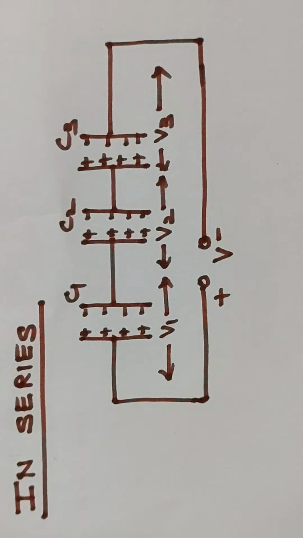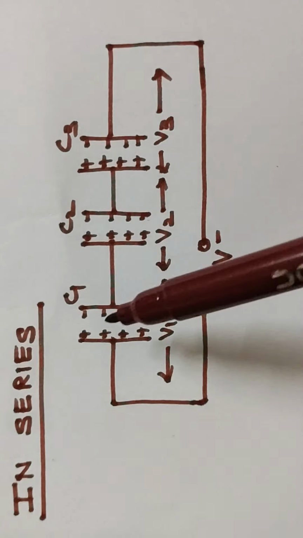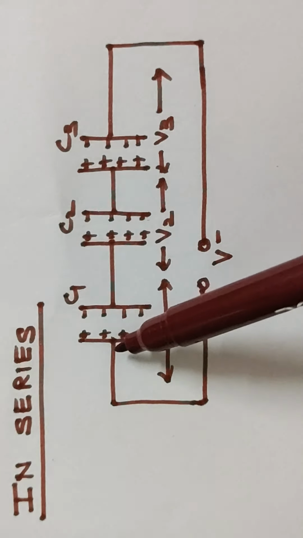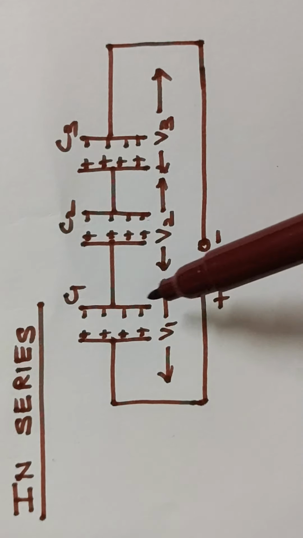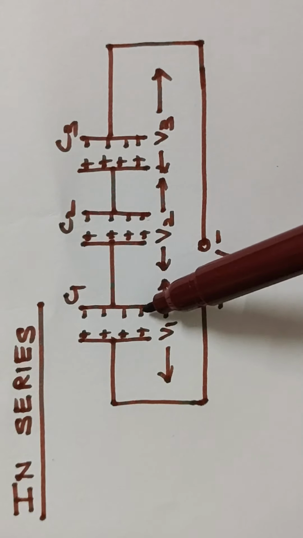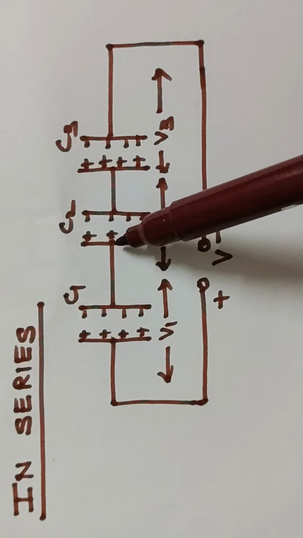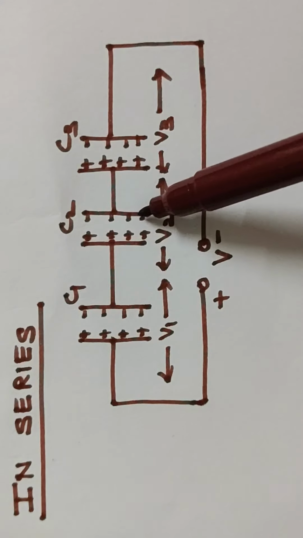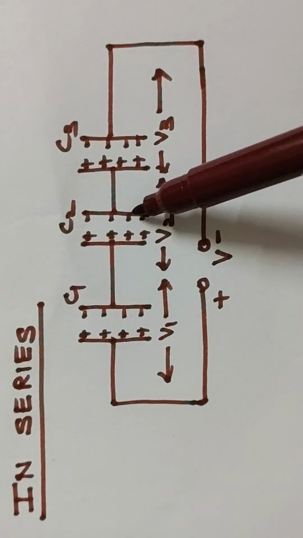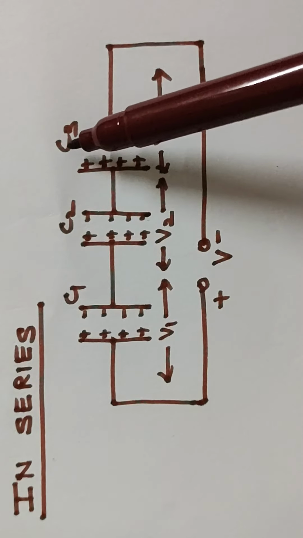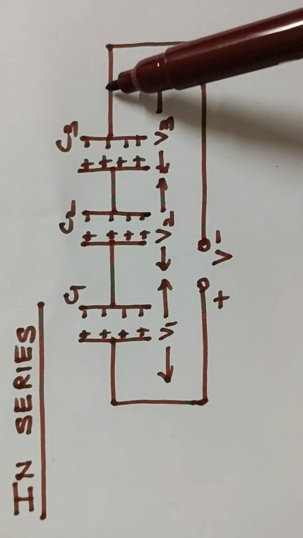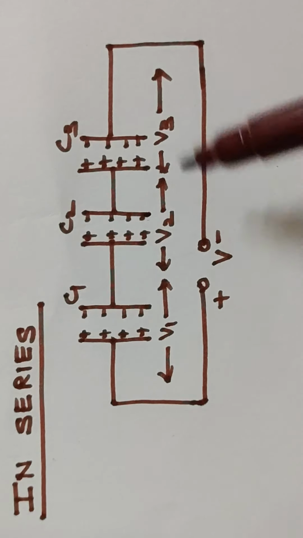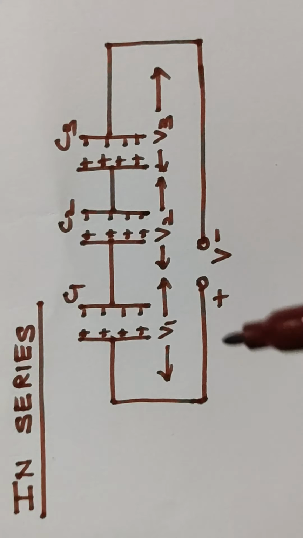So you can see in this diagram that the positive plate of the capacitor is connected to the source, and the negative plate of this capacitor is connected to the positive plate of the second capacitor. Then again, the negative plate of the second capacitor is connected to the positive plate of the third capacitor, and the negative plate is again connected to potential.